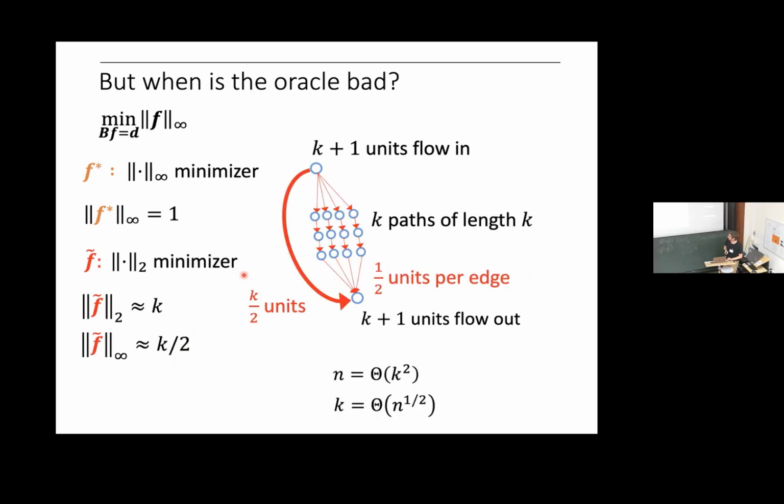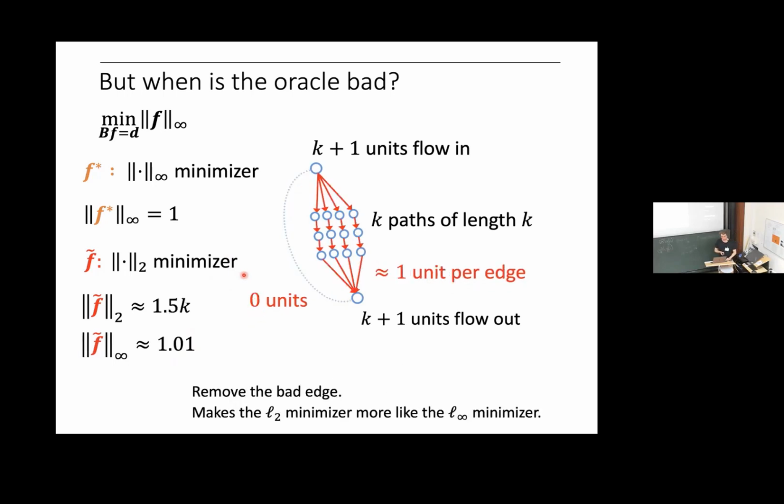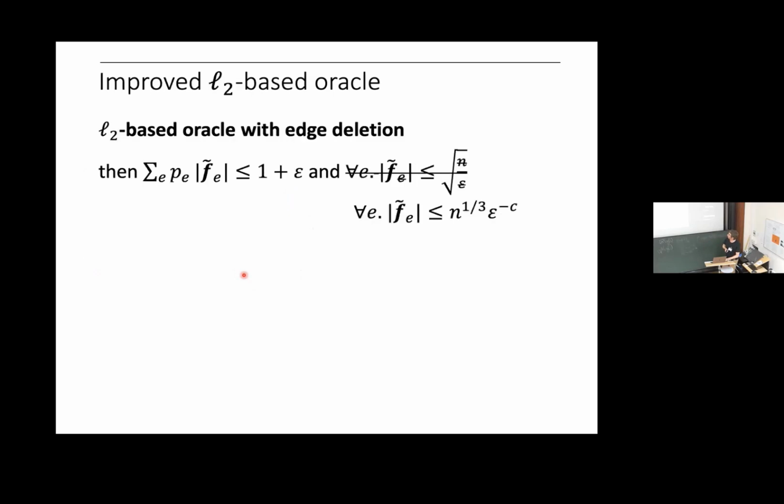Okay, so here is an easy fix. This is the observation by Cristiano et al. Just remove the bad edge. This makes the L2 minimizer look a lot more like the L infinity minimizer. So what the oracle does now is you try and see what you get. If there is an edge with too much flow on it, then you delete it and you try again.